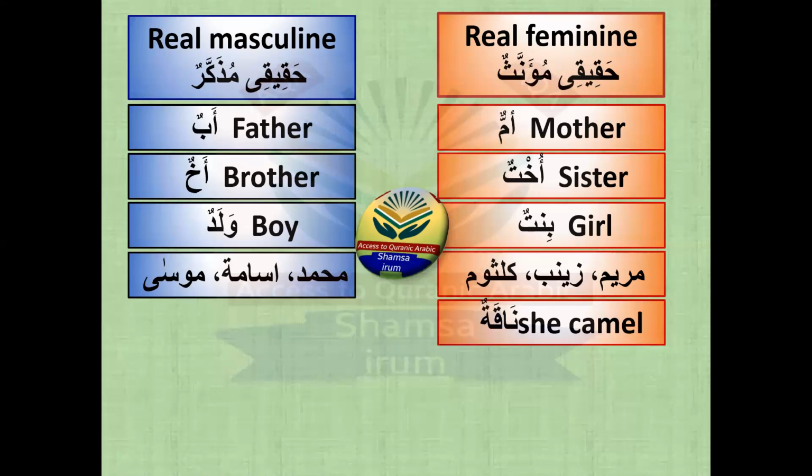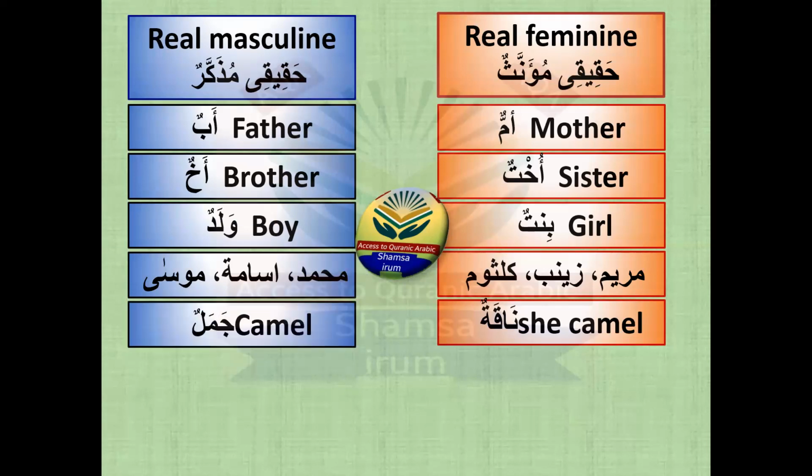And this gender also falls in the animals. Just suppose we say naqatun in Arabic, it means she-camel. In Urdu, we say untni. And for the masculine, it is jamalun in Arabic, and in Urdu we say unt. So it is a different word in any other language. If I ask what is the gender of jamalun, they will say it's masculine. It's not feminine. It's not a she-camel.